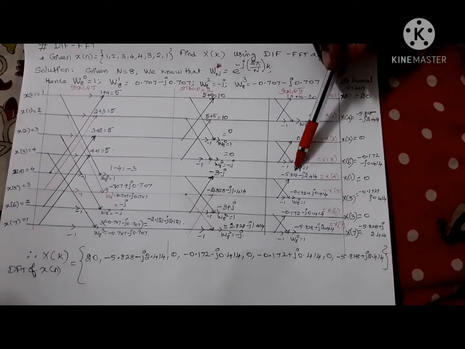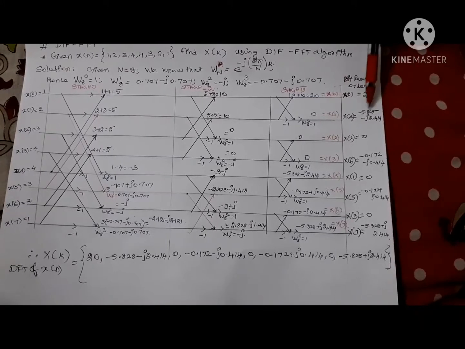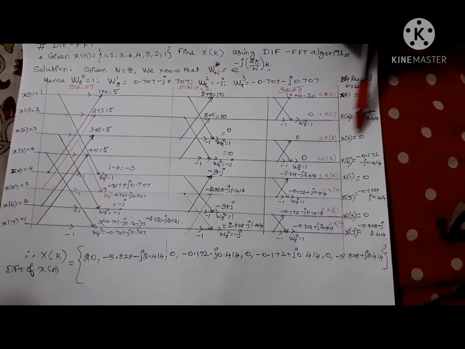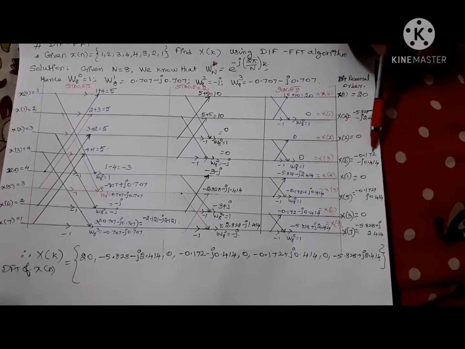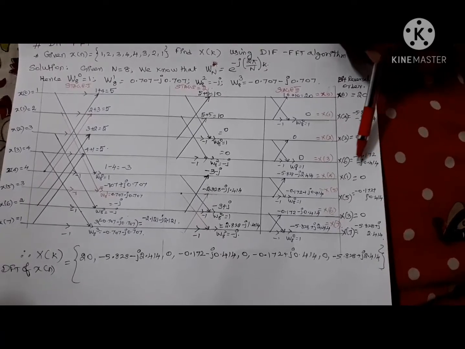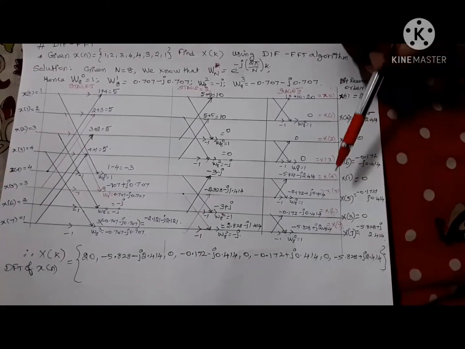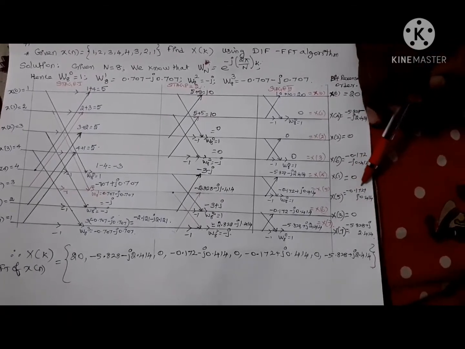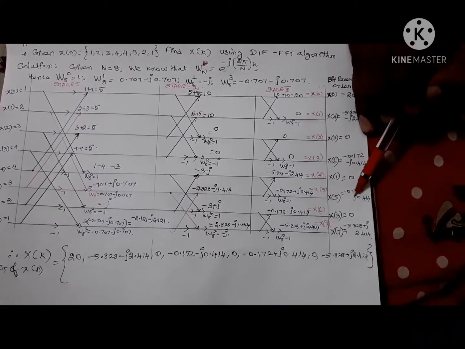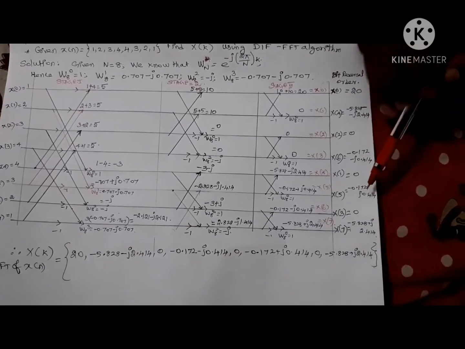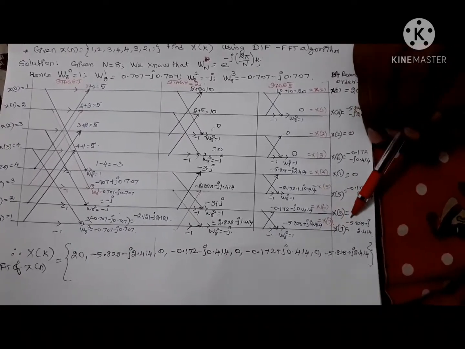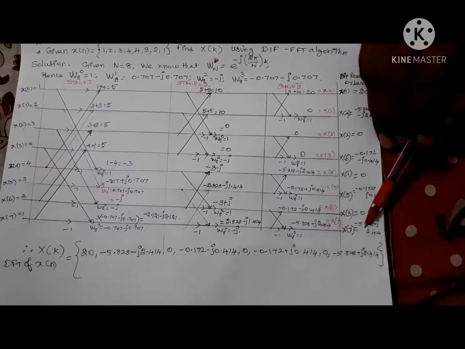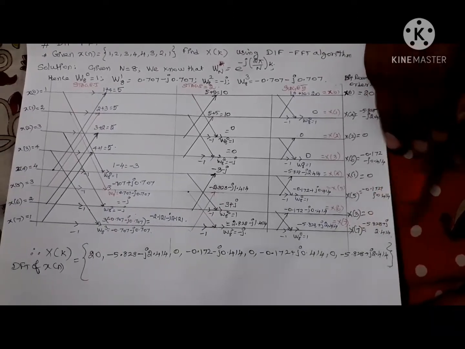X4 is here minus 5.828, like this value. Then X2 is 0, X6 is minus 0.172 minus j 0.414 here, and X1 is 0 again. Then X5 is minus 0.172 plus j 0.414. X of 3 is equal to 0, X of 7 is minus 5.828 plus j 2.414.